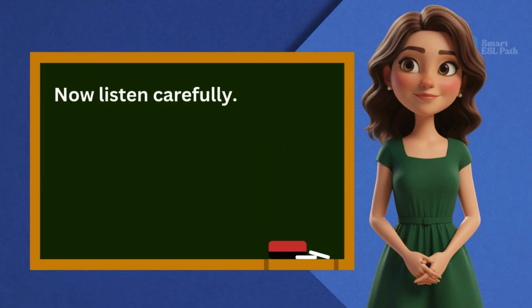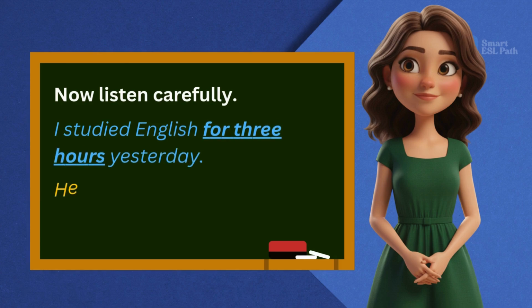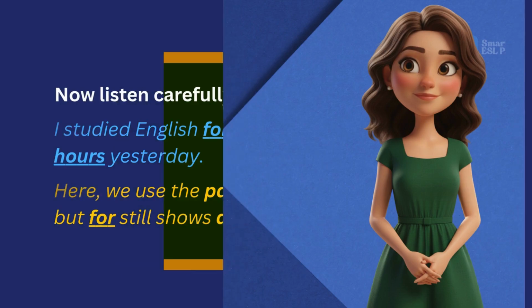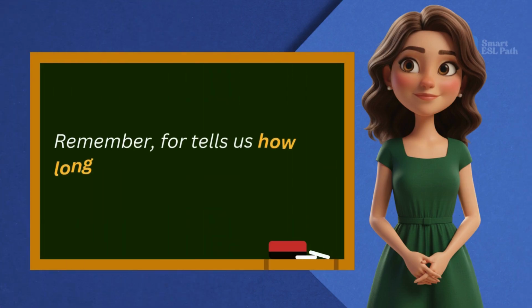Now listen carefully. I studied English for 3 hours yesterday. Here we use the past simple, but for still shows duration. Remember, for tells us how long, not when it started.